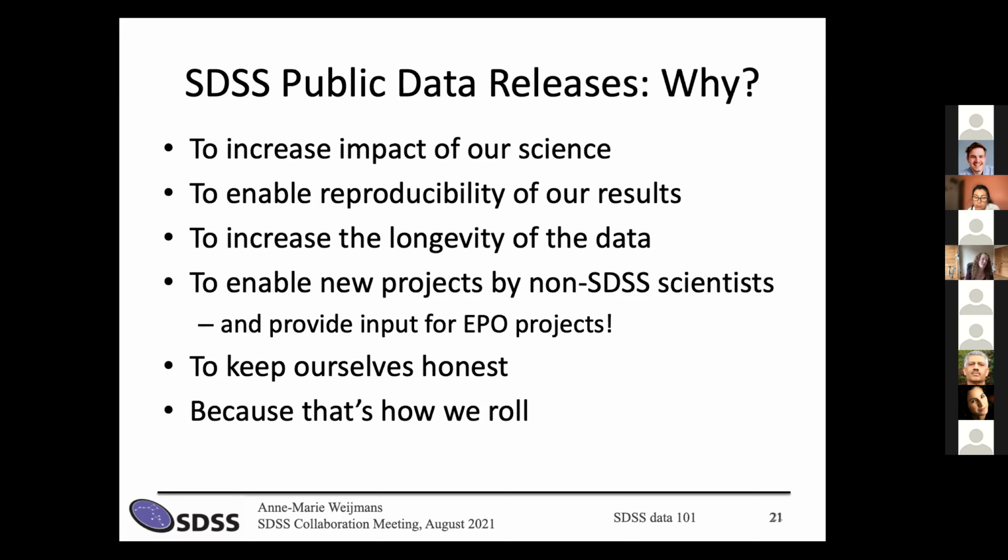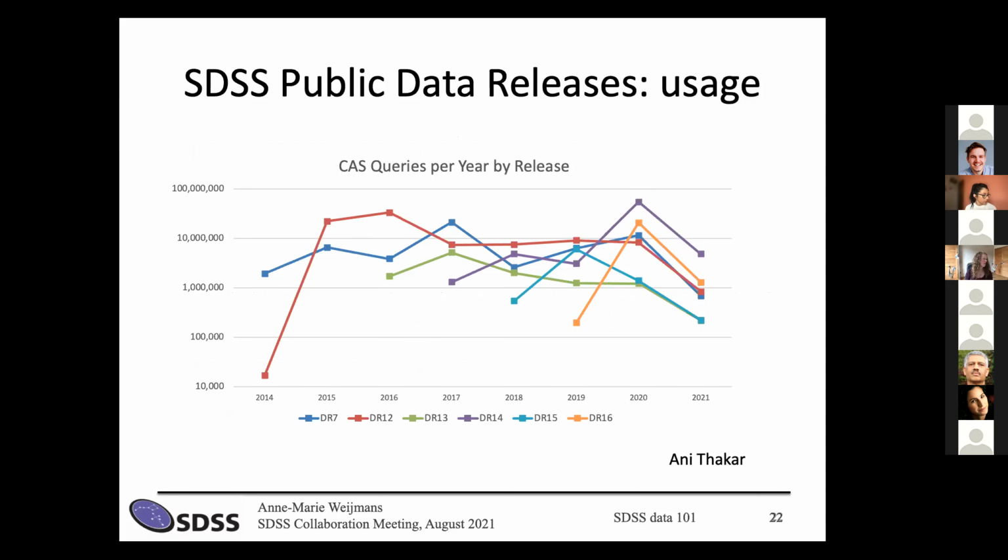They increase the impact of our science, but they also enable reproducibility of our results. They make sure that the data gets well stored and archived. More science is possible, and it's just what we do. And data releases work very well because the public accesses our data quite a lot. This is the number of CAS catalog queries per year per release. And if we think about the SAS, we're talking about 1 to 10 million hits per month. That corresponds to up to 20 terabytes of data per month being downloaded.